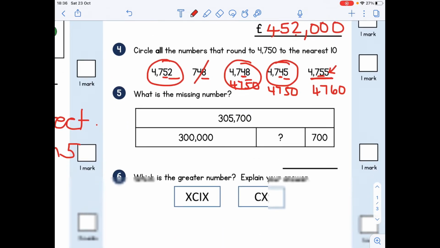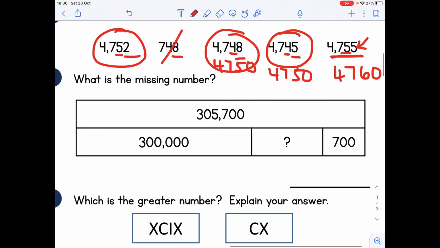Number 5, we're chunking up the number again, so it's 305,700. We've got the 300,000. There are no thousands, so no 10,000s, but there are 5,000s, and we have the 700 already there.